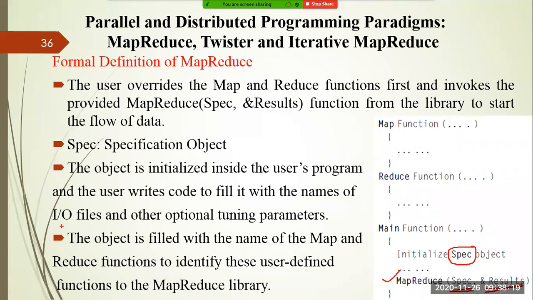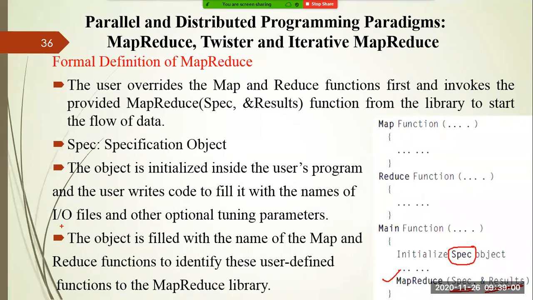So here, the object is first initialized inside the user program. The object, that is SPEC, is initialized inside the user program. Then the user writes the code to fill it with the names of input and output files. So you have to supply the names of the input and output files, where we can get the data and where you can write the data. And you also deal with some optional parameters, which we call very frequently optional tuning parameters. Some specific parameters you can also set.